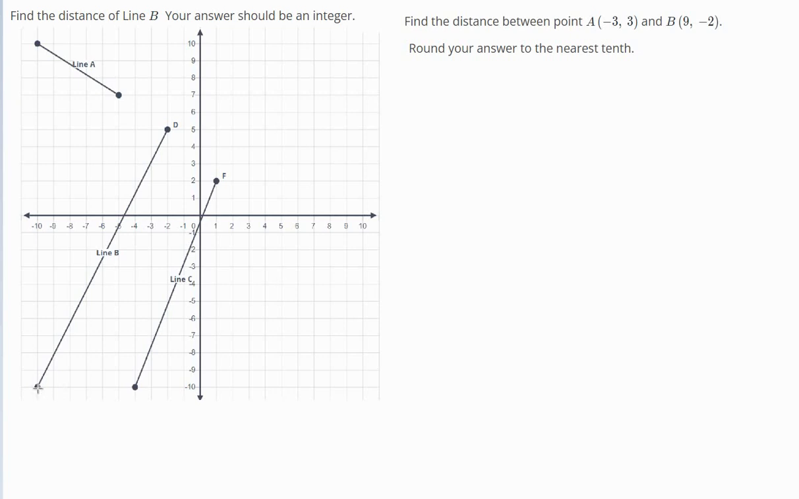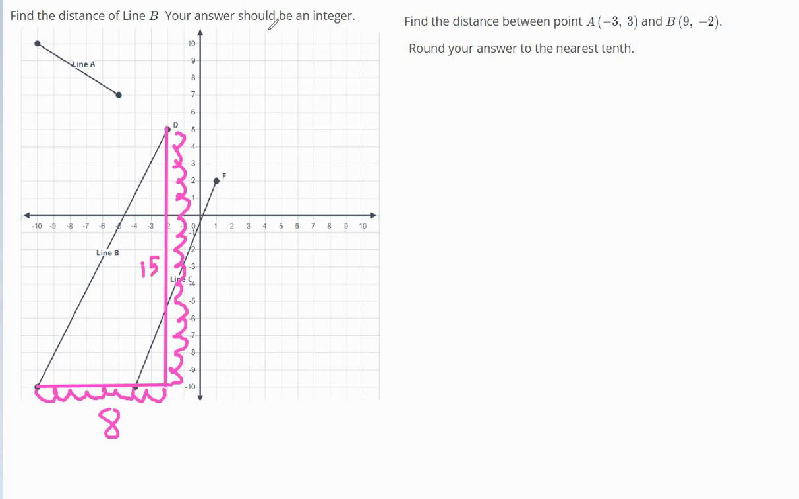So I need to connect the dots here. So I'm going to go this way and then up. Then we want to count how long each of the sides are. So this looks like it's 1, 2, 3, 4, 5, 6, 7, 8 units long. And the line that's going up and down looks like it's 1, 2, 3, 4, 5, 6, 7, 8, 9, 10, 11, 12, 13, 14, 15 units long.